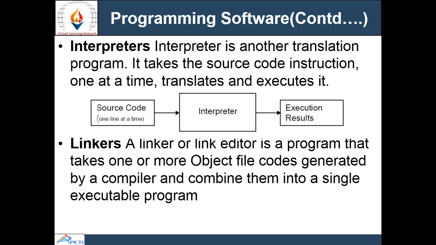Linkers. A linker or link editor is a program that takes one or more object file codes generated by a compiler and combines them into a single executable program. When large software involving many programmers is to be developed, then the modular approach is adopted. The software is divided into functional modules and separate source programs are written for each module. Each of these source files can then be compiled independent of each other to create a corresponding object file. Eventually, the linker is used to combine all the object files and convert them into a final executable program.